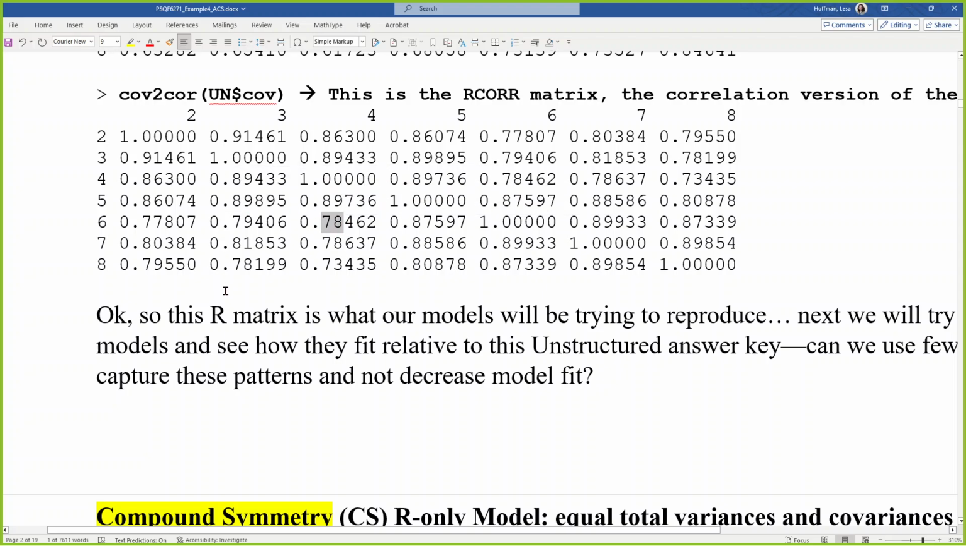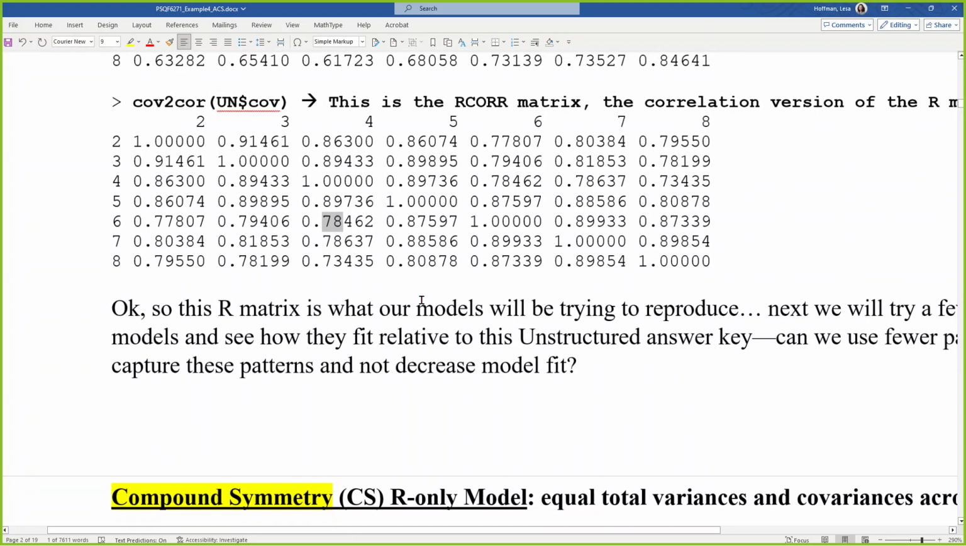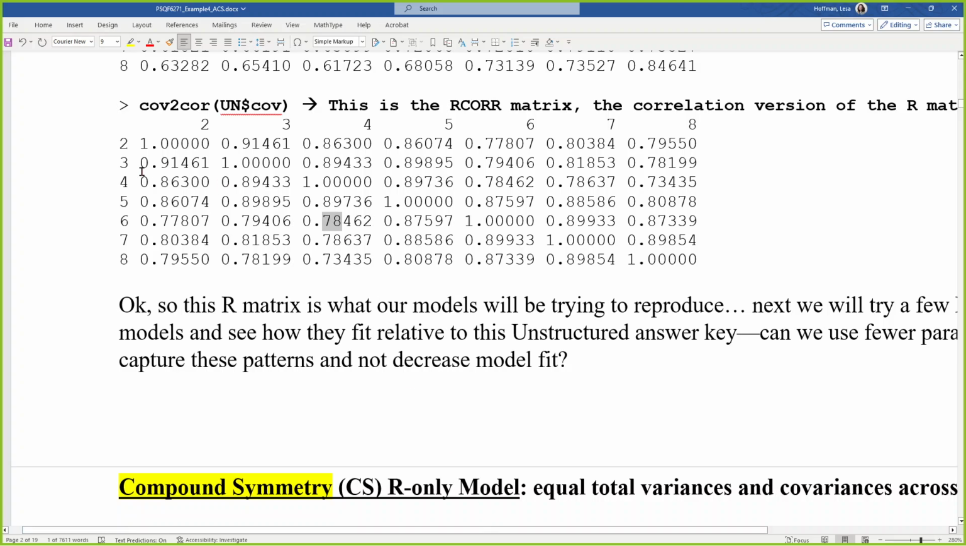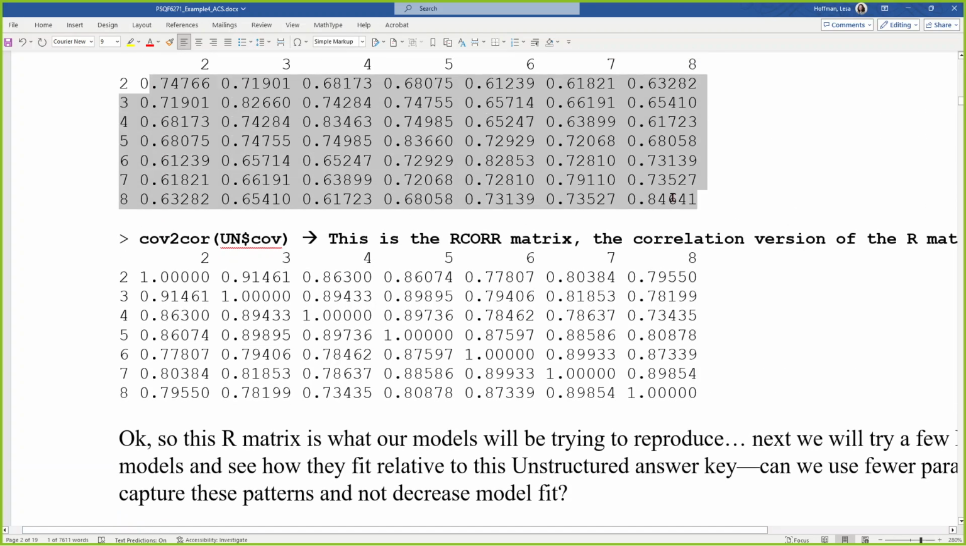Now, are these correlations large or small? In a correlation metric, these are relatively large, right? So do you know what that's going to translate to in, say, an intraclass correlation? You can think of an intraclass correlation as the average correlation over time from this matrix. Let's see what that is. So this is what we're trying to reproduce, this pattern right here. Variances and covariances over time.